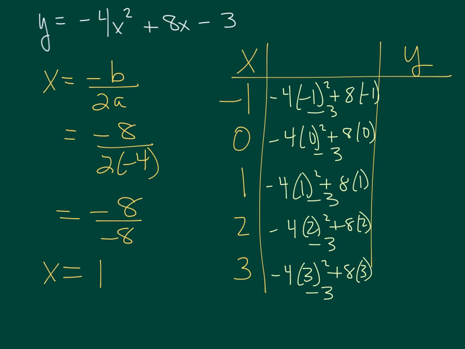So now I'm going to do the math. Well, negative 1 squared is 1. So then I have negative 4 minus 8 minus 3, negative 15. This gives me negative 3 because the 0s cancel out. So then I have negative 4 plus 8 minus 3 gives me a 1. So my vertex is 1, 1. And then I have 2 squared is 4. So I have negative 16 plus 16 minus 3. Love the symmetry. Love it. And then I have 9 times negative 4, which is negative 36, plus 24, minus 3, negative 15. Love it when that works that pretty.